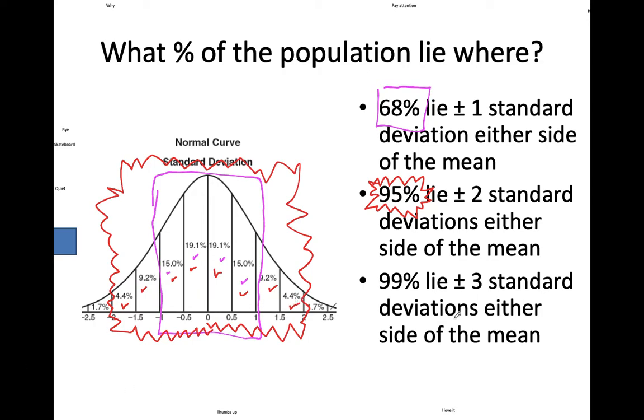And then finally, if we wanted to do plus or minus 3 standard deviations, it's good to remember that 99% is your answer, because there should be another small percentage here, and then at number 3 and at minus 3.